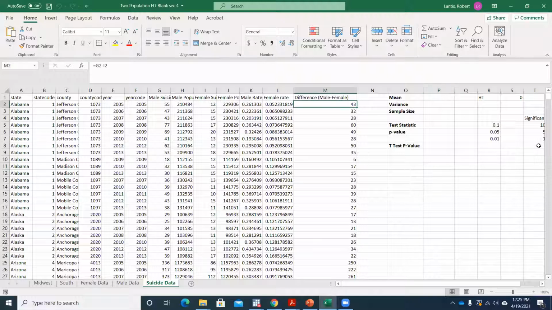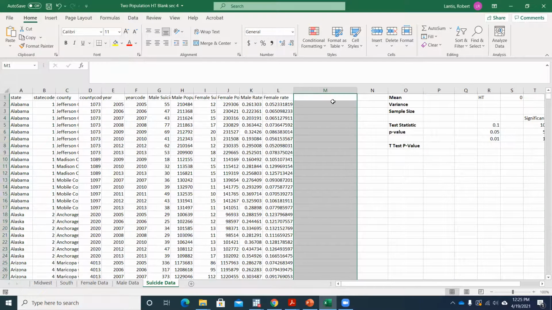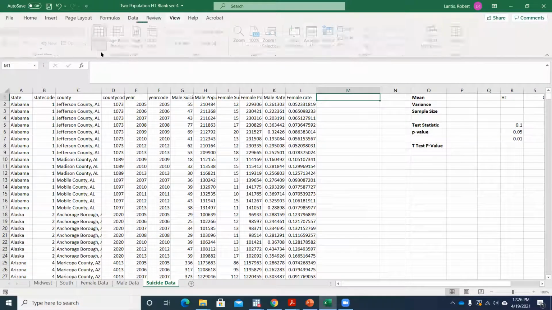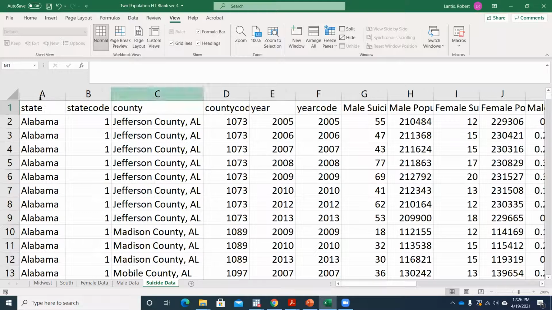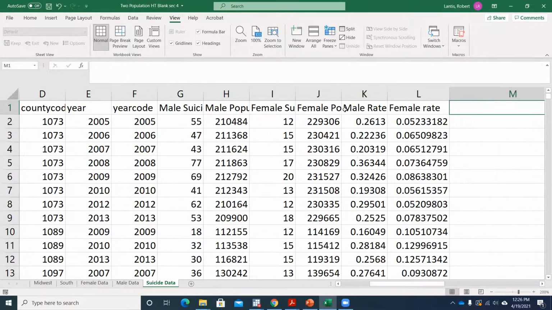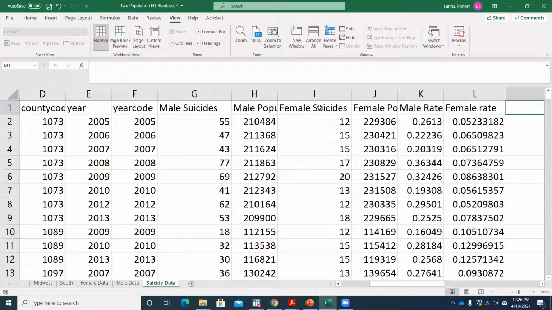So I have this difference variable calculated, but I'm just going to get rid of this to show you. So let's say it came in like this. Instead of doing time periods, I'm going to look at the same counties. I've got different time periods, but I've got the same counties. And in that county, I'm going to look for the difference between male and female suicides. So I've got rates, but I also have male and female suicides here.